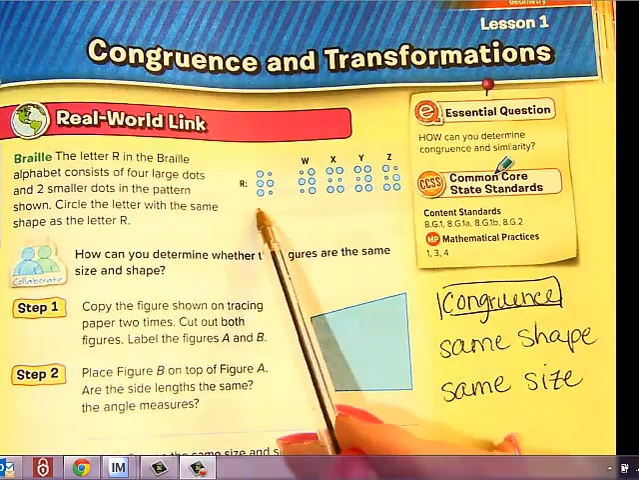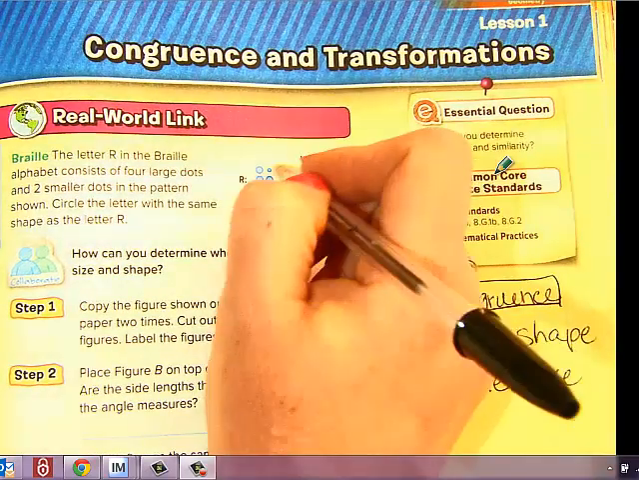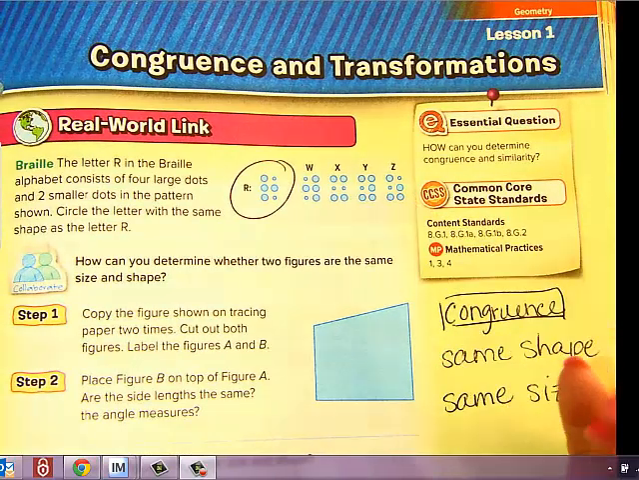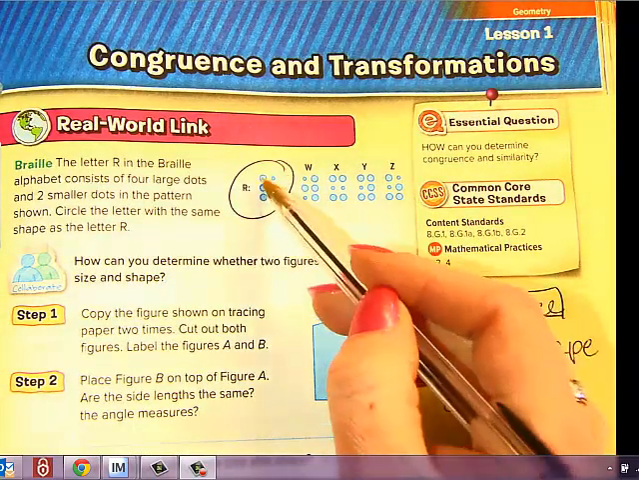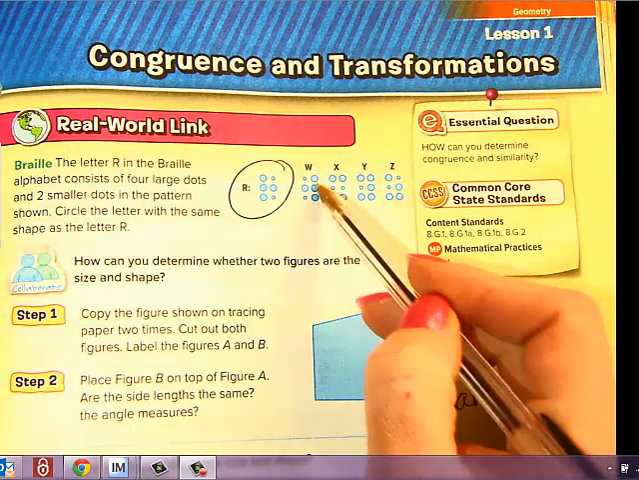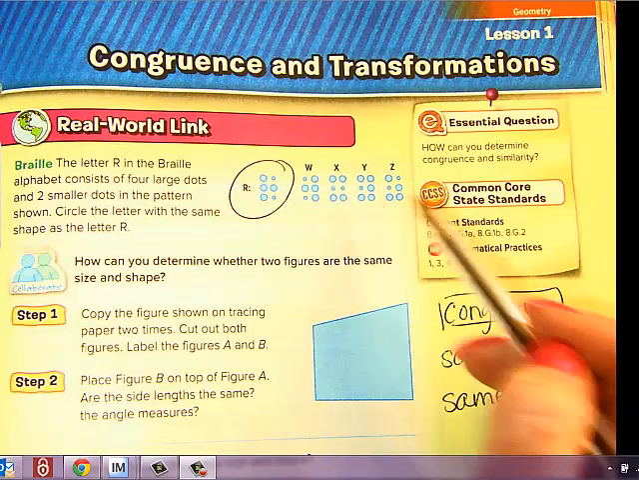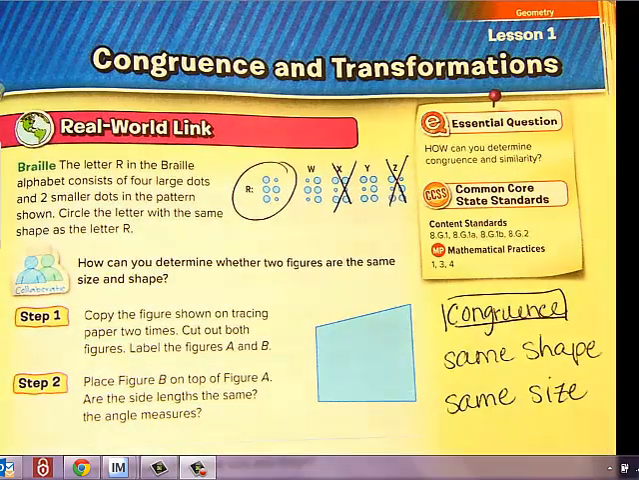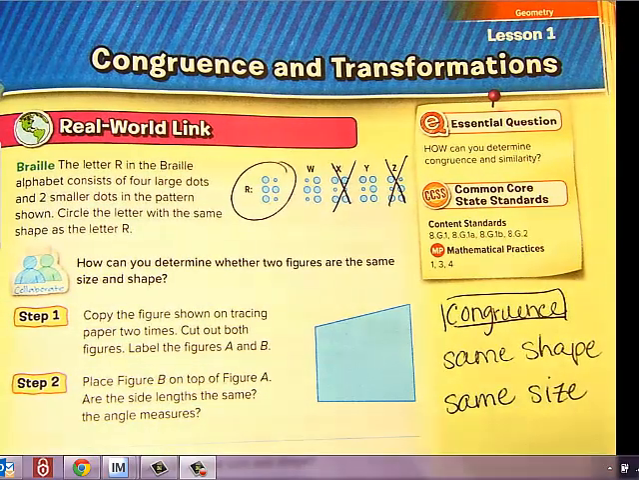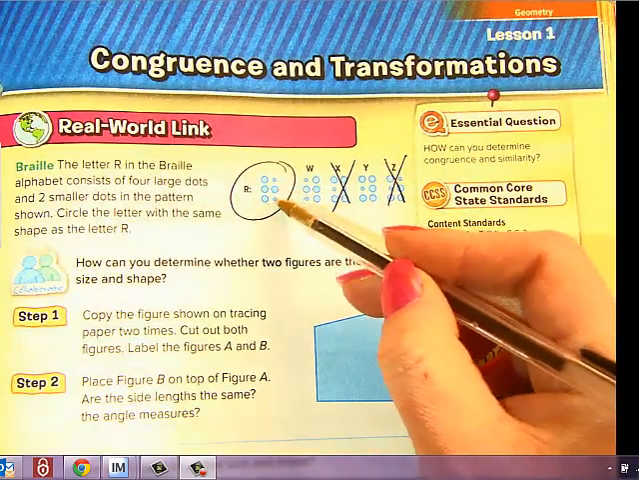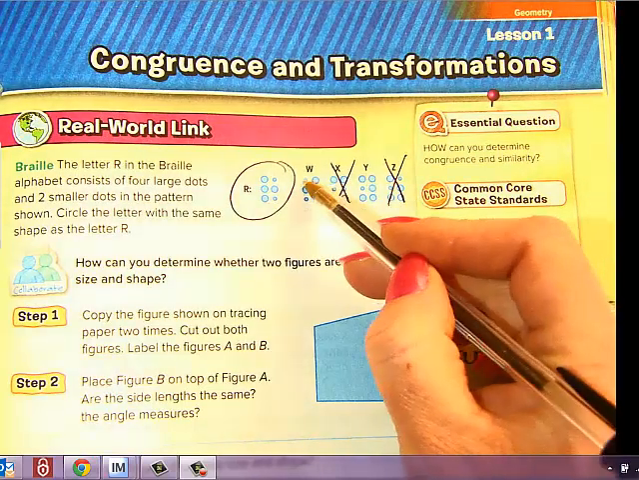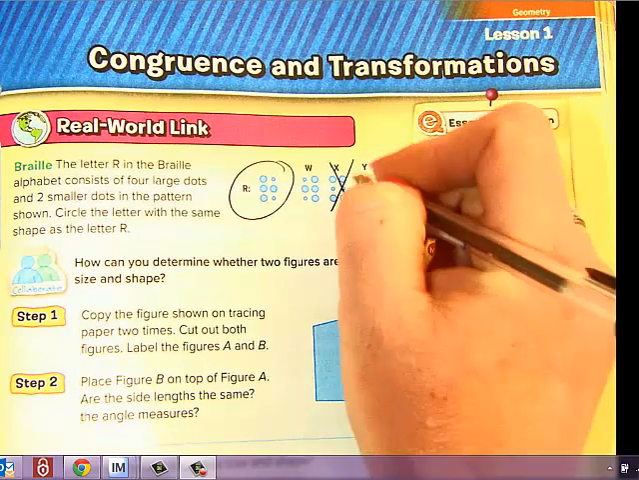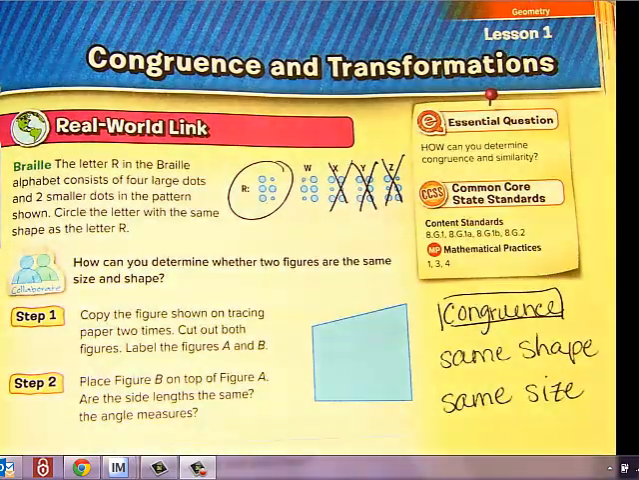So let's look up here. It says this is R, and I want to know which of these four looks the same as R. Well, R has a row of big dots. Here's a row of big dots. Here's a row of big dots. So I know it can't be this one or this one because they don't have a row of big dots. And then it has little dot, little dot. Well, here I have little dot, little dot. Here I have big dot, little dot, big dot. So I know that my answer has to be W.